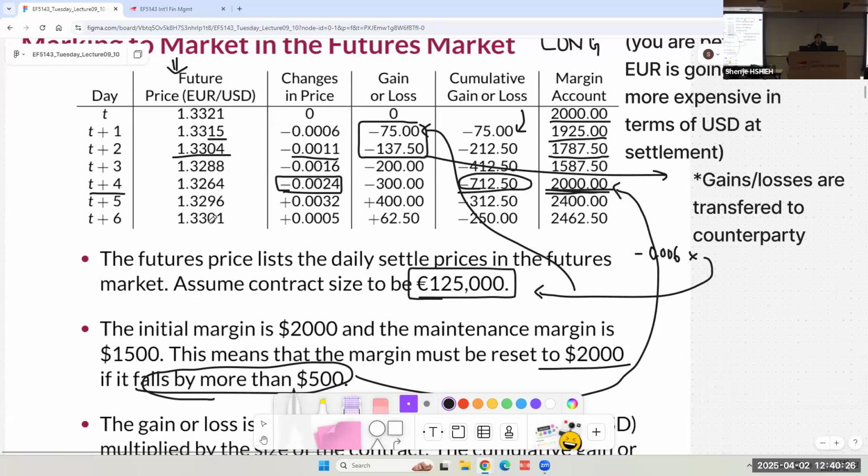But after T plus 4, it looks like the price is now moving back up again, right? So here we have 3264, 329, back to 33. These are plus, plus, which means that your counterparty is now transferring money to you. So that's why you see a plus 2000 to 2400 to 2462, etc. All right, so that's what mark to market in the futures market looks like. That's what your account looks like day to day.